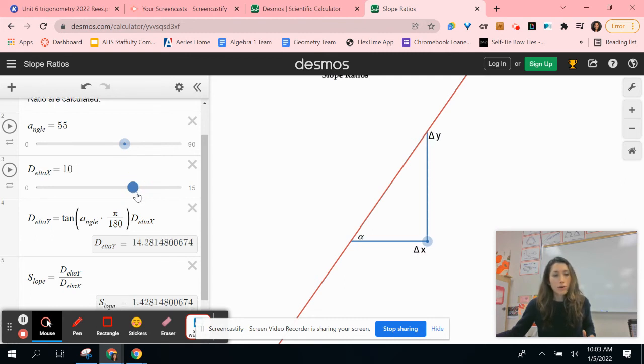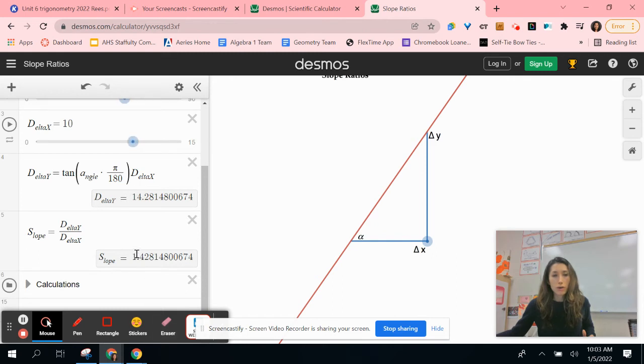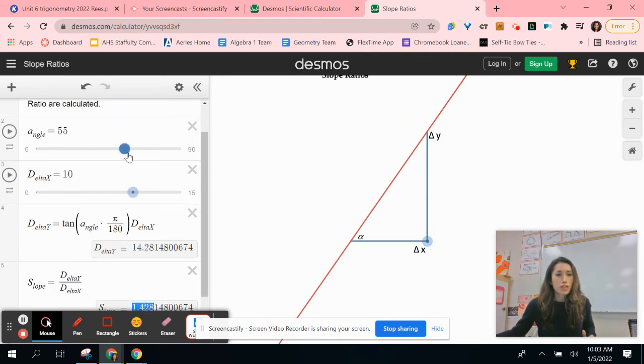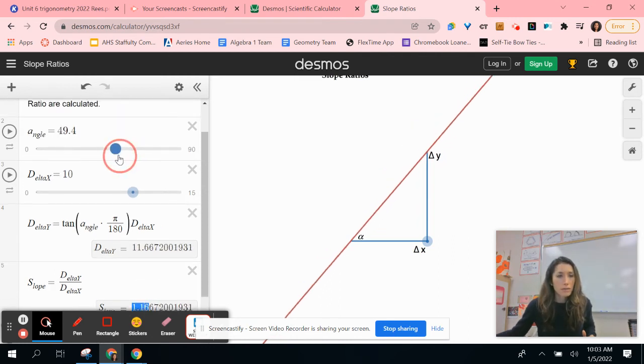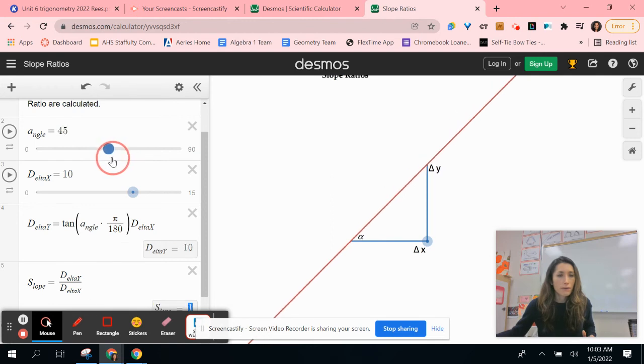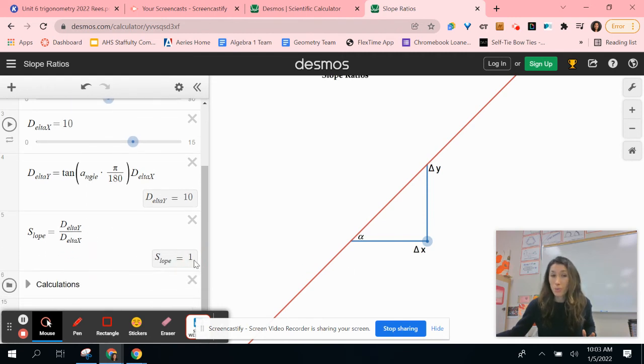And if we look down here, that's our slope ratio. So right now that would be 1.428. Let's check what that was at 45 degrees. So here's 45. And you're noticing, oh, these two sides are the same. Like if the change in X is 10, the other side would be 10. Our slope ratio is 1.